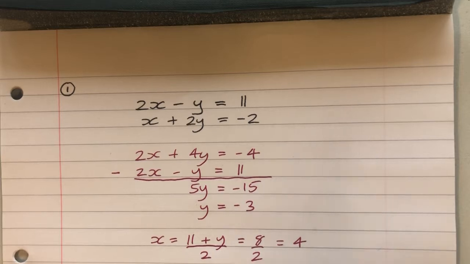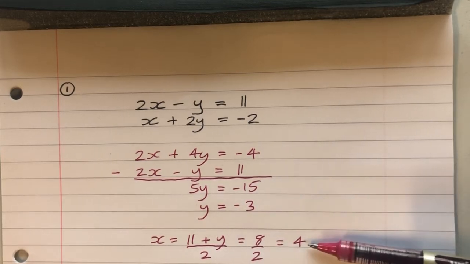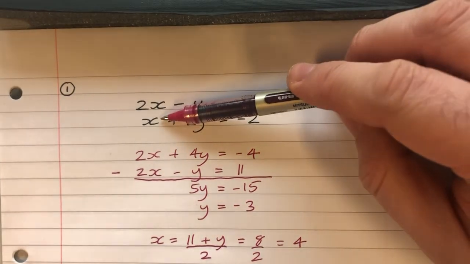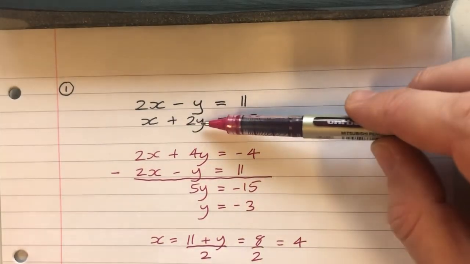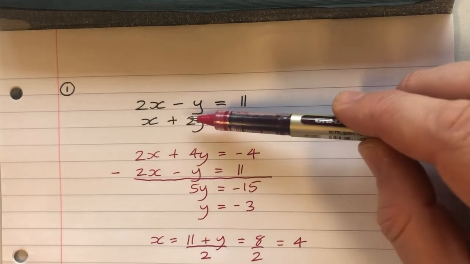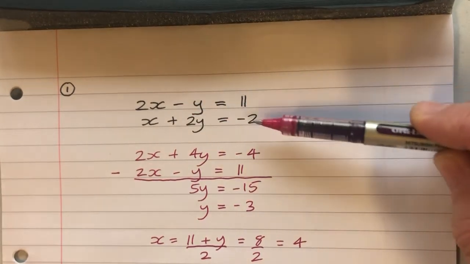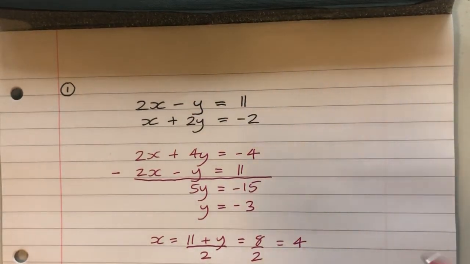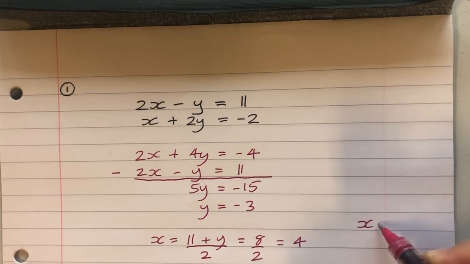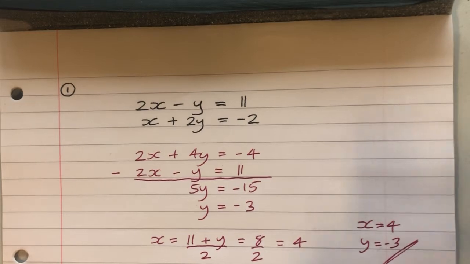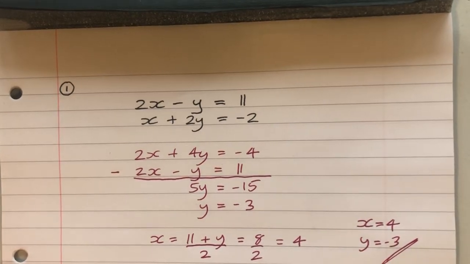At which point it is always worth checking that the other equation is satisfied, just to make sure you've not made a mistake. x is 4, y is minus 3, so I get 4 minus 6 is minus 2. Perfect, that's what I want. So the solution then is x is equal to 4 and y is equal to minus 3. There we go.